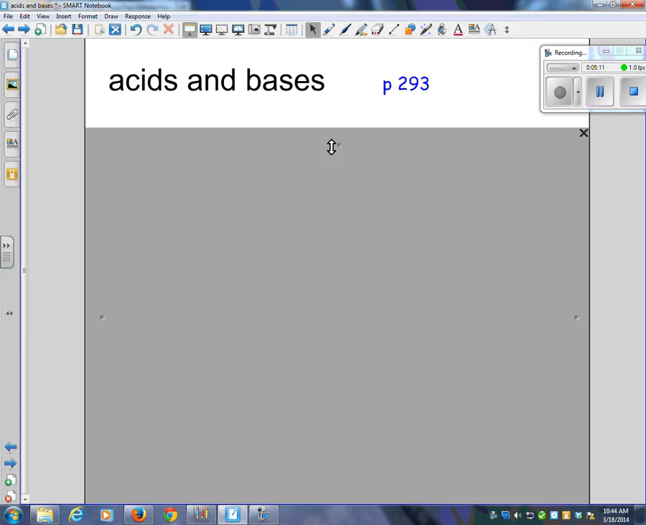To go back to my original question, which one is stronger? The answer is it depends. You can have strong acids, you can have weak acids, you can have strong bases, you can have weak bases. They just react with different things differently.